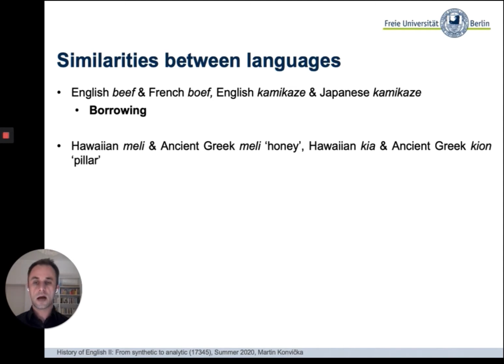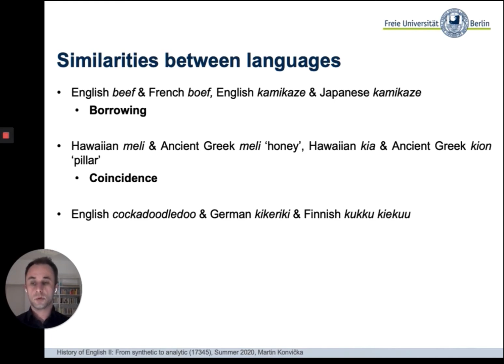For example, if you take a look at the Hawaiian and ancient Greek word for honey, they both have the same form, meli. And if you also have a look at the Hawaiian word kia and the ancient Greek word kion, where both words mean pillar, I'm not really sure that you can say that one is a borrowing from the other language, because Hawaiian speakers hardly could have had direct contact with ancient Greek speakers, right? So this is actually something that you can explain by pure coincidence. This is really coincidence, and sometimes the words for the same thing in different languages are the same or similar for no reason, really.